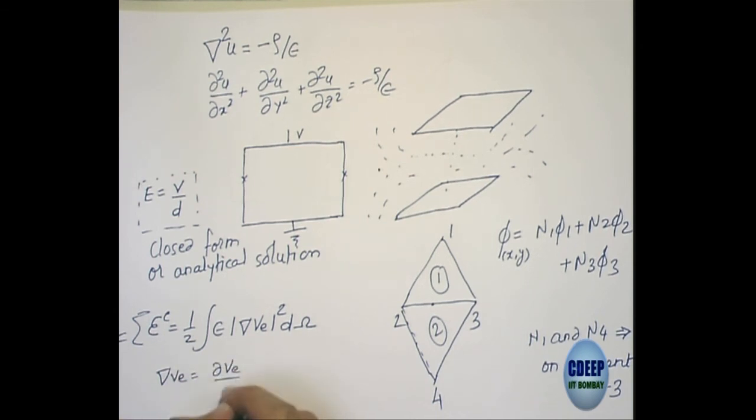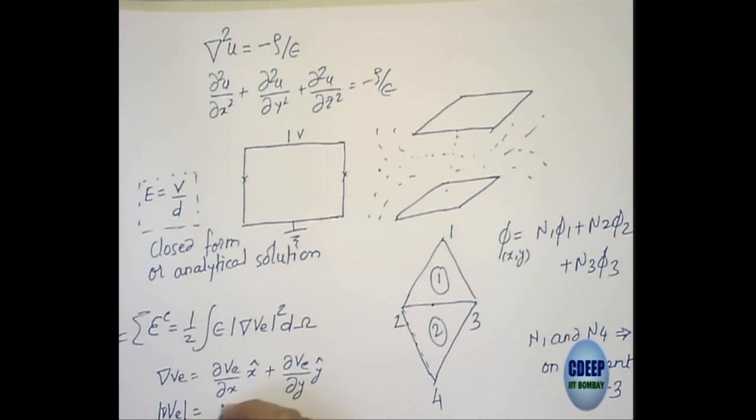del v by del x x hat plus del v by del y y hat, and what is then mod of del v? It will be equal to... do you agree? And that is how del v square will be simply (del v by del x) square plus (del v by del y) square.